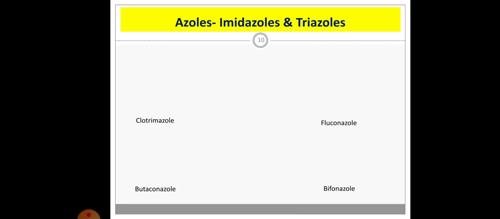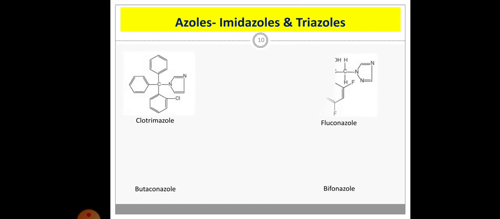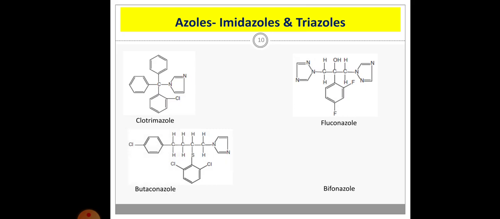Continuing with the azoles. Here are a few more examples. CLOTRIMAZOLE, a very well known drug. FLUCONAZOLE, butaconazole, bifonazole. This is the structure for CLOTRIMAZOLE. This is the structure for fluconazole. This is the structure of butaconazole. And this is the structure of bifonazole.